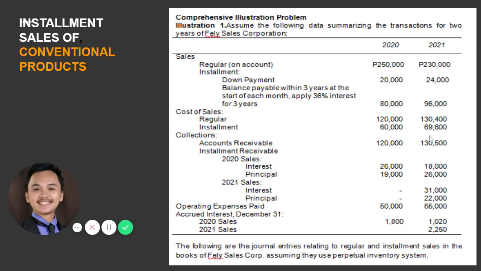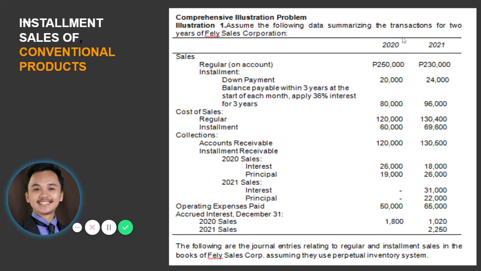So in this case, if we would try to compute for our GPR, it will give us a total gross profit of 120,000 minus 69,600. So that will give us 50,400 gross profit, divided by our total installment sales of 120,000. So therefore, for 2021, we'll have a gross profit rate of 42%.